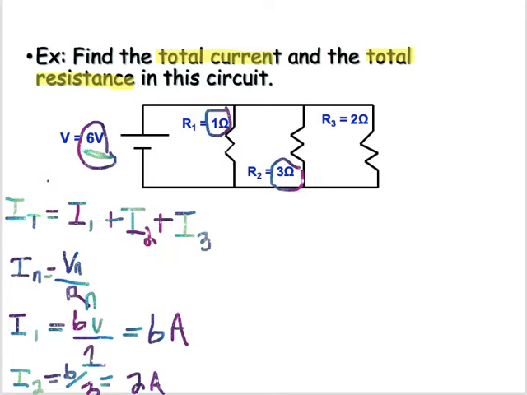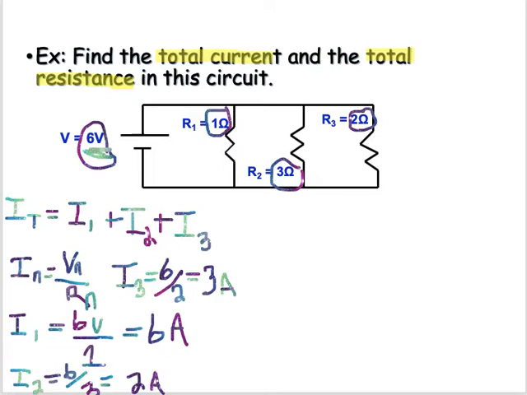All right, and then the last one, I'm just going to go up here because I'm trying to save some space for calculating the total resistance. It's going to be the current at 3 is equal to the voltage, 6, divided by the resistance at 3, which is 2 ohms. And so 6 divided by 2 is 3 amperes.